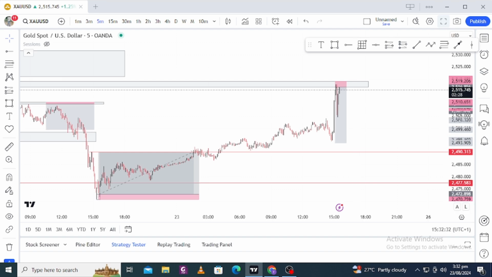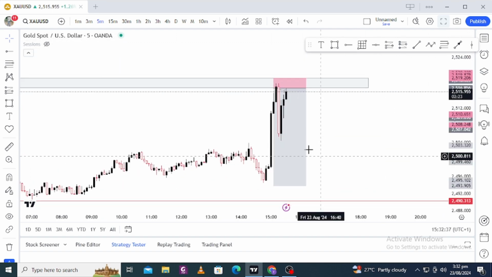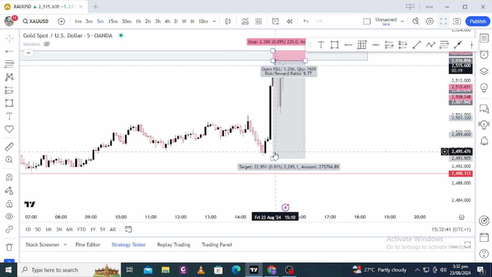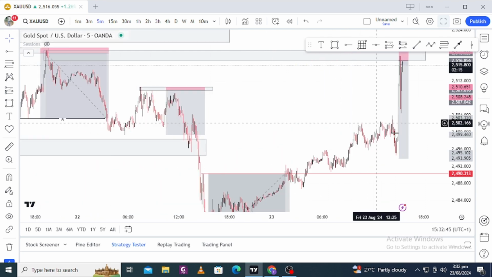So I want to make a video about this particular trade. It's really very funny. Can you see price come all the way back to my entry, and then go towards my take profit? It's just like a trade after news, even though I did not trade the news.